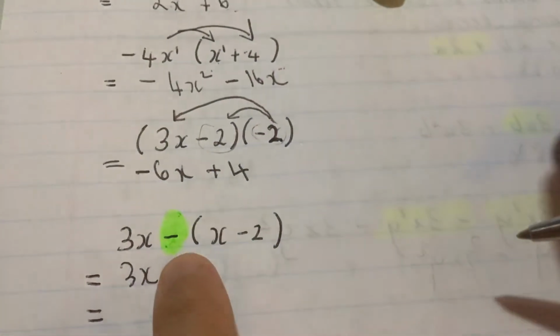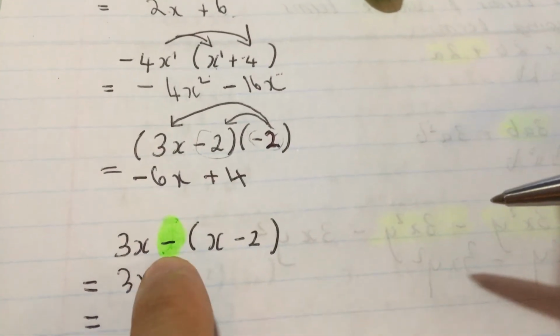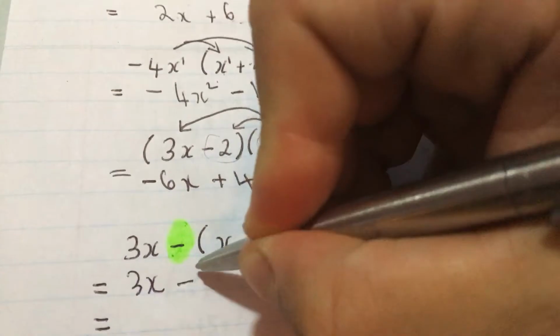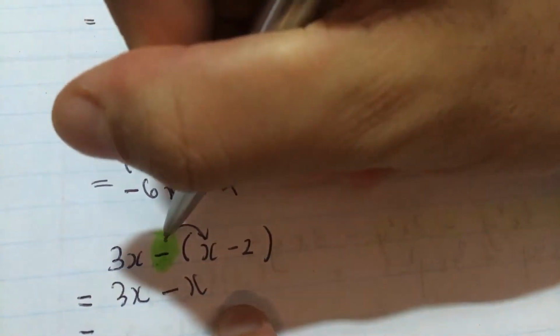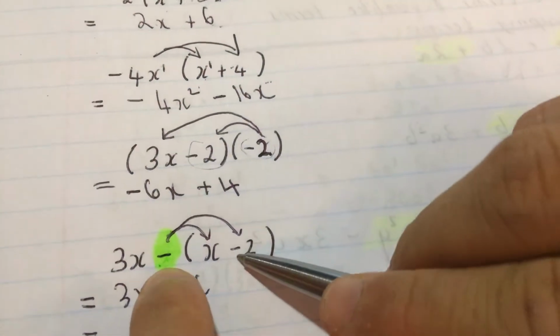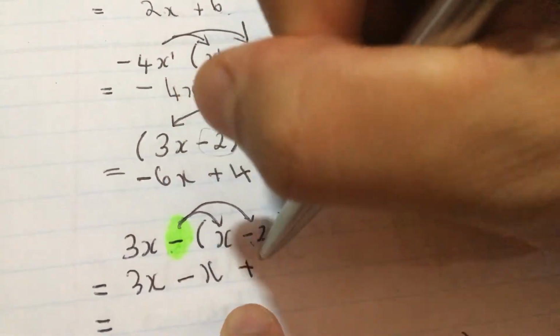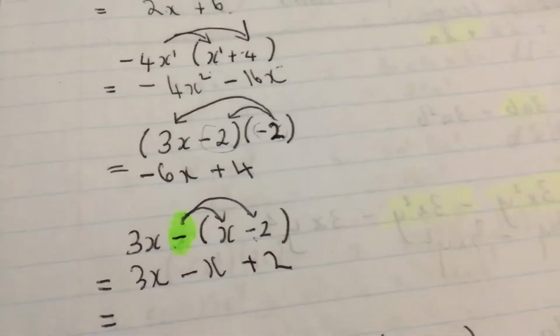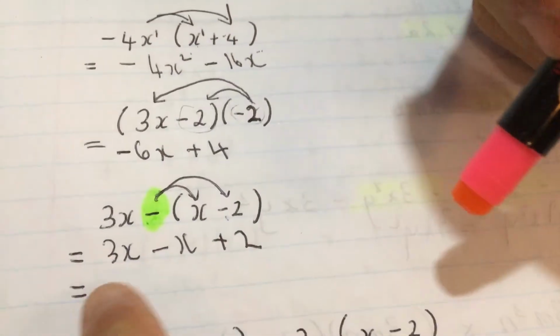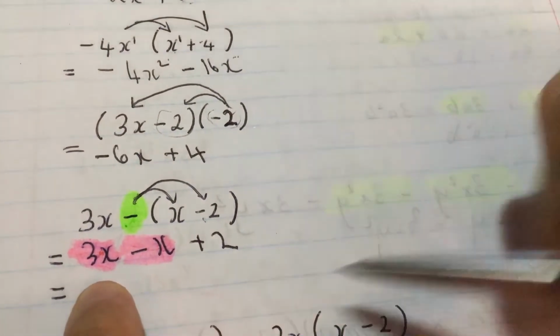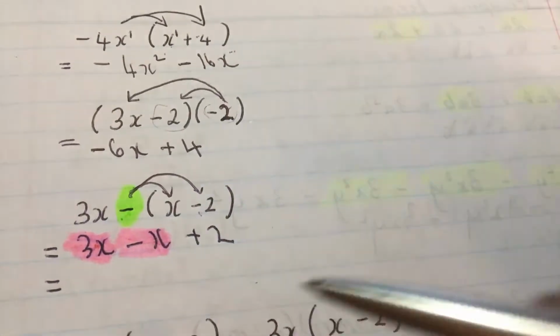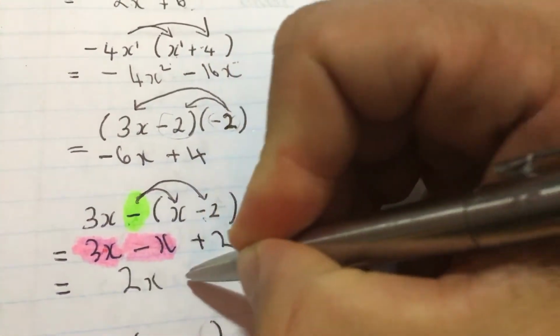So the 3x will just drop, and the negative will get distributed in. So what's a negative times a positive? Negative x. And what's a negative? Okay, let me show you. Negative times that, and the negative times that. And what's a negative times a negative? Positive 2. And are we finished? No. Do I have like terms? Yes. 3x minus 3x. So what's 3 cars minus a car? 2 cars plus 2.